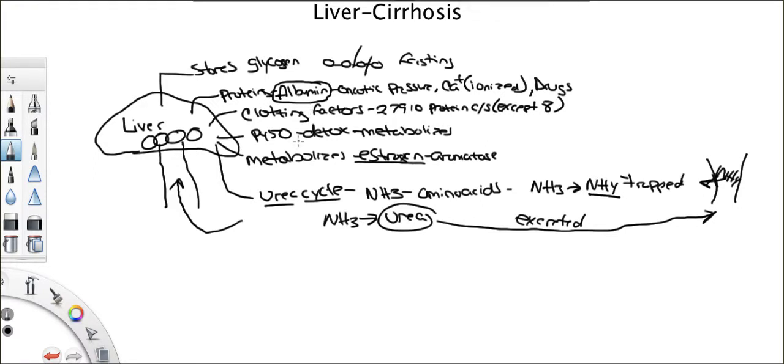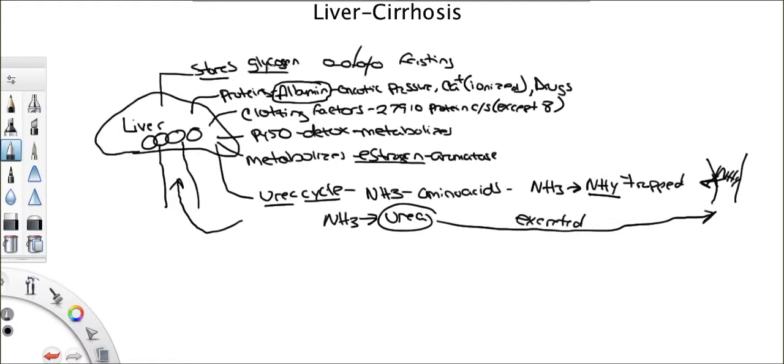Okay, now that we talked about all the things that the liver does, let's make it useful. Let's talk about some clinical applications, and especially questions on the USMLE. The first thing we talked about was glycogen, right? One of the functions of the liver is to store glycogen.